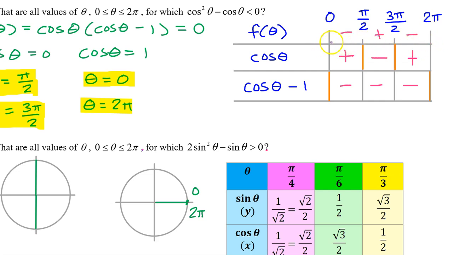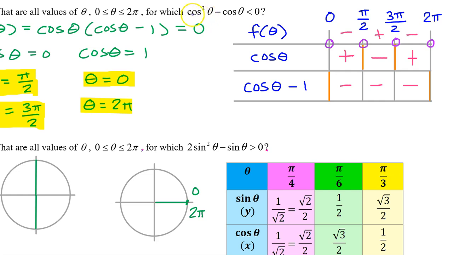I like to begin with these critical values that cause f of theta to equal 0. Should these points be included in the solution set or not? Well, we are looking for where f of theta is less than 0, not equal to 0. So we should not include any of these critical values that cause f of theta to equal 0. So I will indicate that these points are not included using open circles.